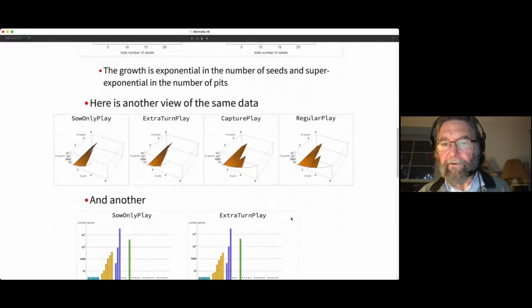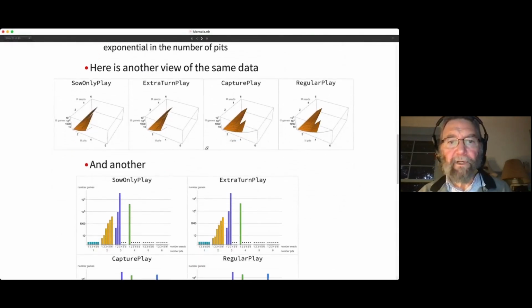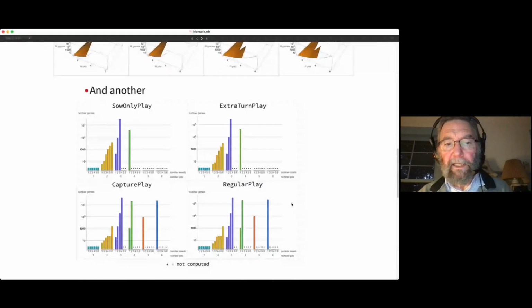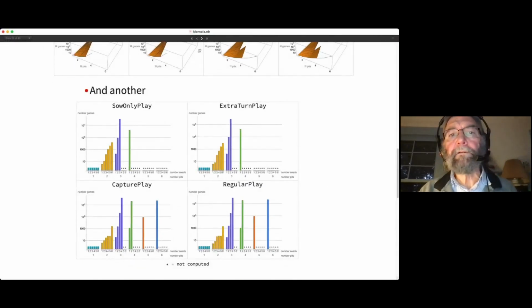And again, these are other visualizations here. The 3D surface plot shows how the number of games increases very rapidly. And here is the bar chart of the same data.